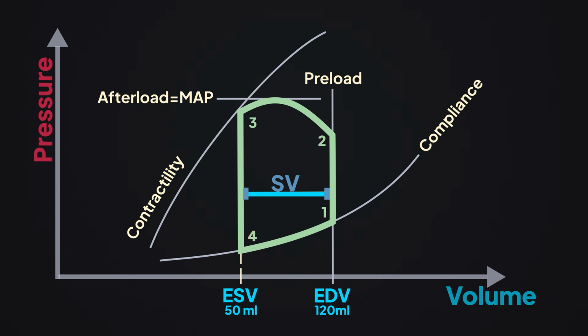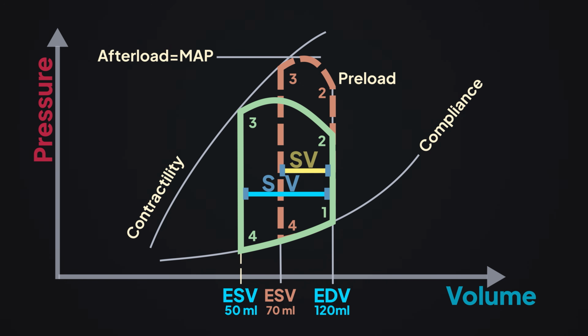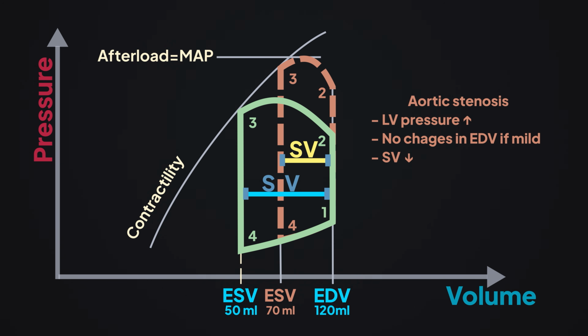Aortic stenosis is a great example of high afterload. This is when the aortic valve is too narrow. Pay attention, the graph here looks exactly the same as our increased afterload loop. It is just as tall and just as narrow. If the stenosis is mild, your end diastolic volume stays the same. The heart just builds up massive pressure to force blood through the tiny opening.